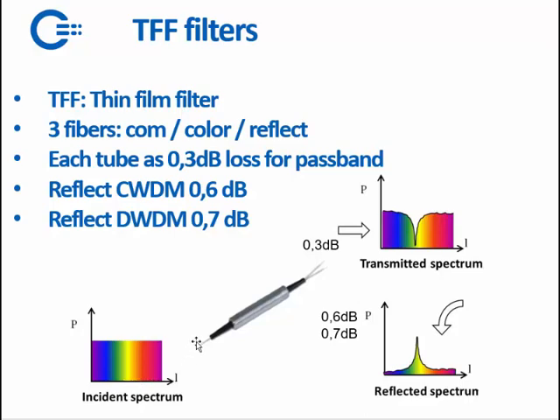So you put the whole spectrum in, and the reflect is the rest of the spectrum and the color is the color that it takes out. The pass through is 0.3 dB loss, the reflect is 0.6 dB loss.